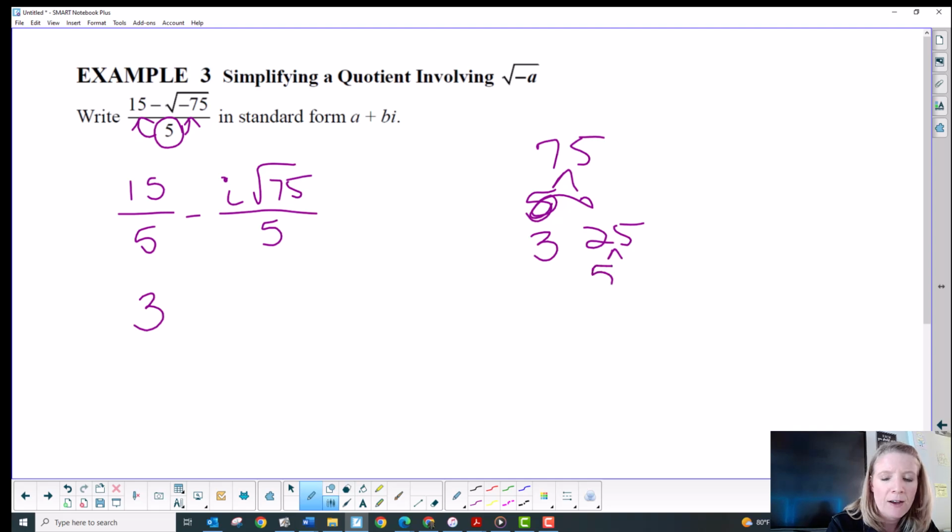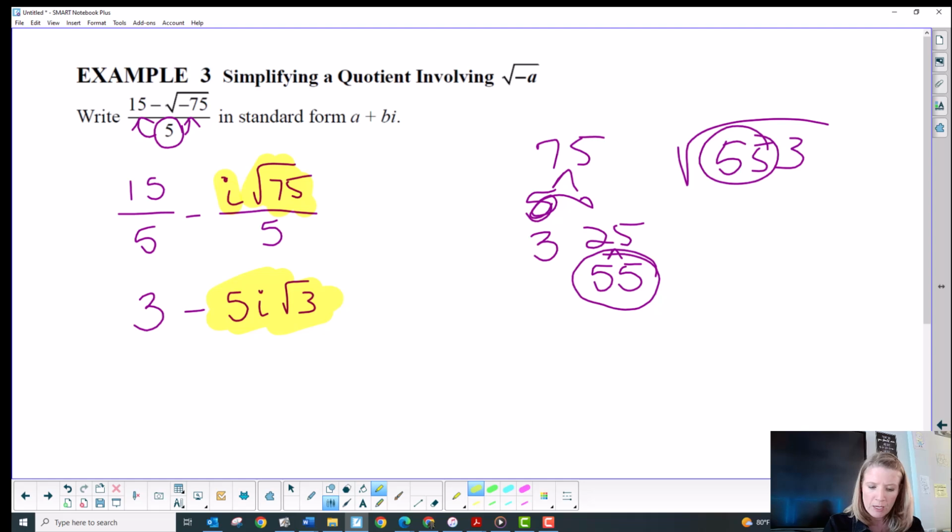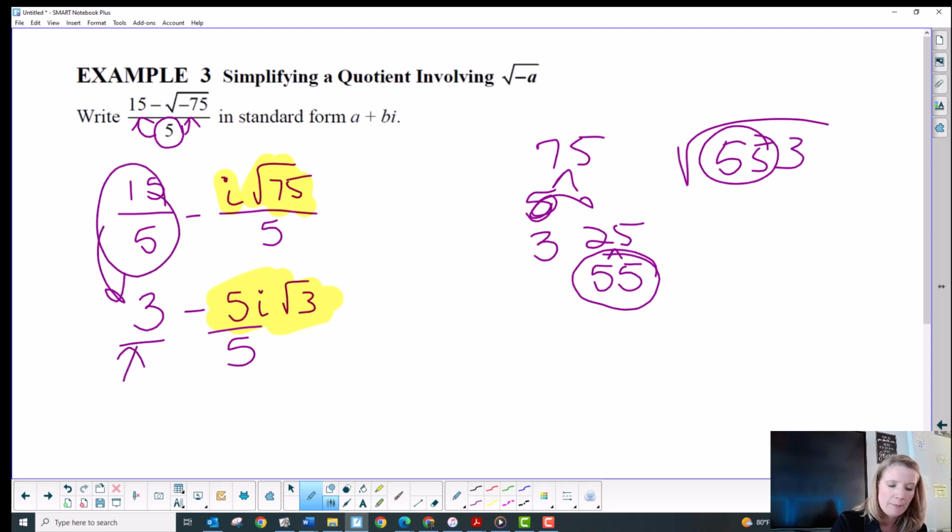So that's 5 and 5. So these two 5s, it's like 5 and 5 and 3. 2 become 1. So that's 5i square root of 3. What I'm doing is replacing the square root of 75 with the 5 square root of 3. And then it's just over 5. We've already done that one. So then that 5 cancels, so it's 3 minus i square root of 3. So as we're simplifying.